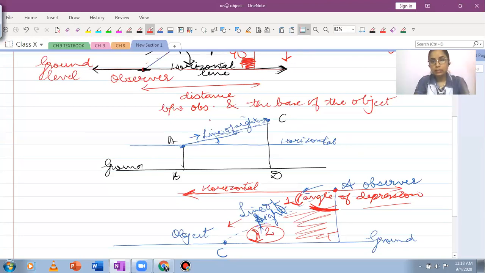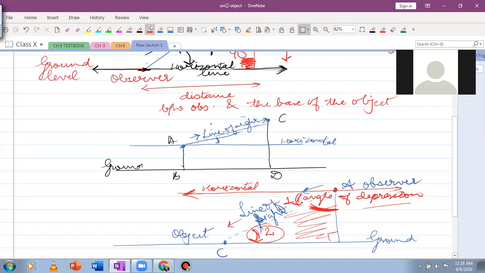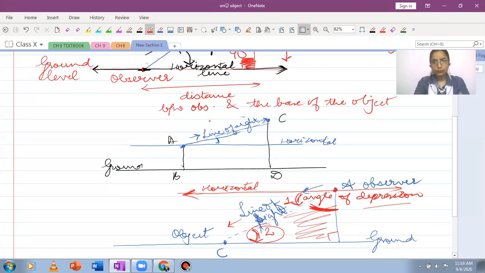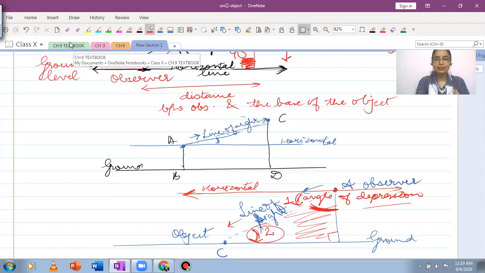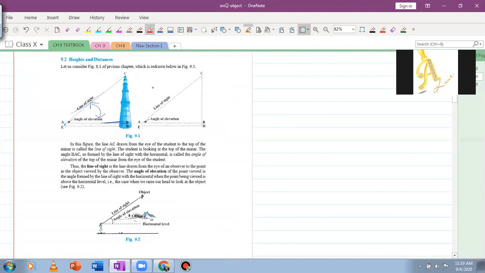Be careful about that. If there's anything you want to ask from here, anything. Otherwise, we will start with the questions. I hope it's clear what is the point of observation, the object to be viewed, horizontal to the point of observation, line of sight, angle of elevation, angle of depression. Anyone with questions? Sahaj, is it clear? Yes, ma'am.